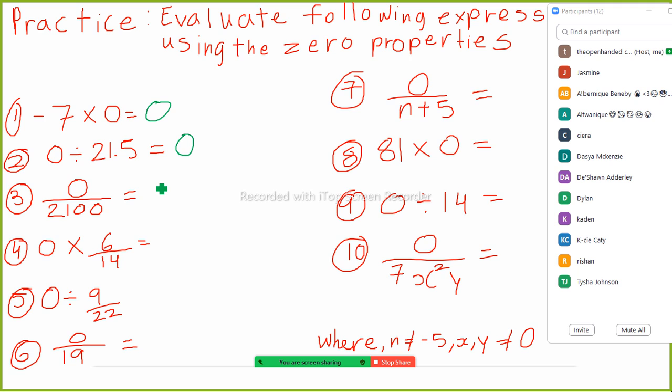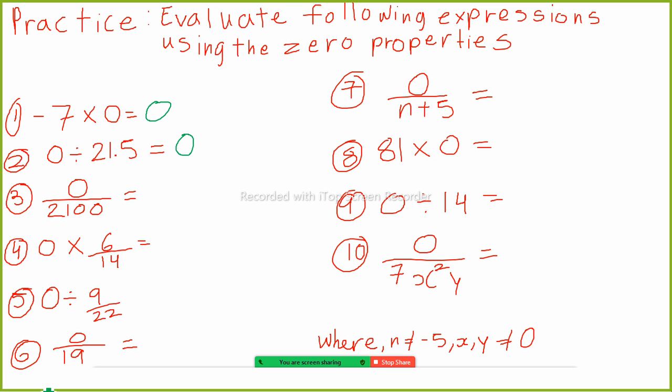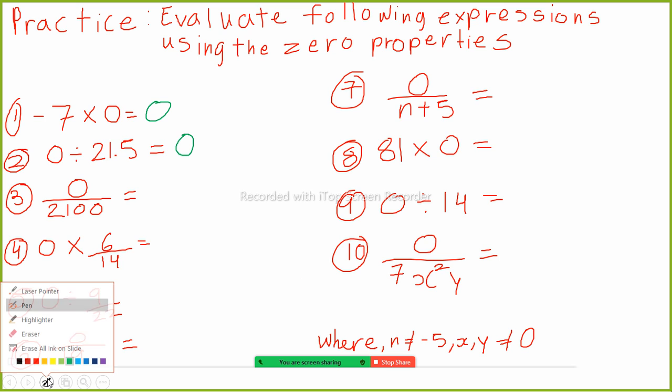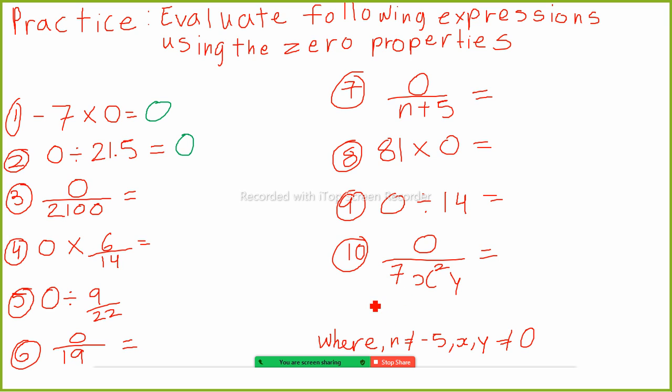Oh my goodness, I can't believe I did this. Wait, one more. Add these three. I can't believe I didn't put this. So what happens when we have negative 15 divided by 0?